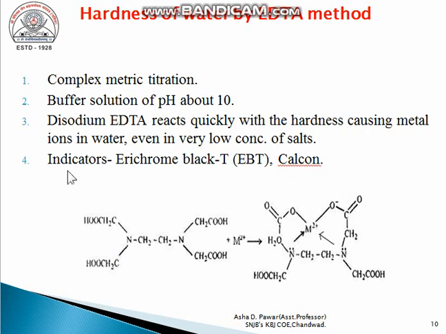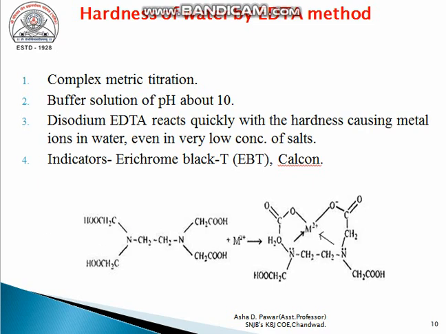At that time the indicators used may be Eriochrome Black T or calcon, and this hardness estimation reaction is always completed in basic conditions. So to maintain the basic condition, a buffer solution having pH 10 is always required. And during the hardness estimation the titration that takes place is nothing but the complexometric titration.